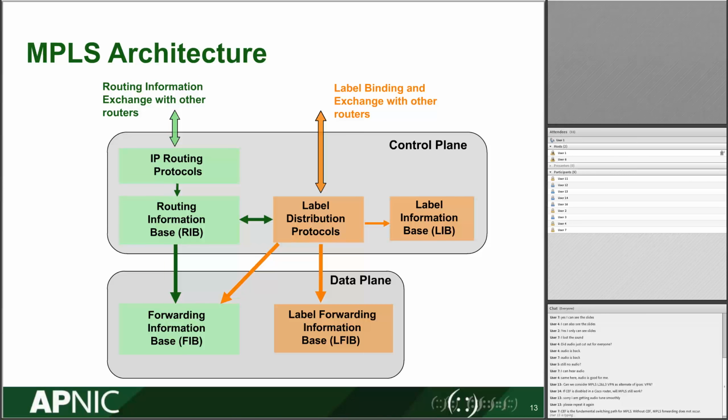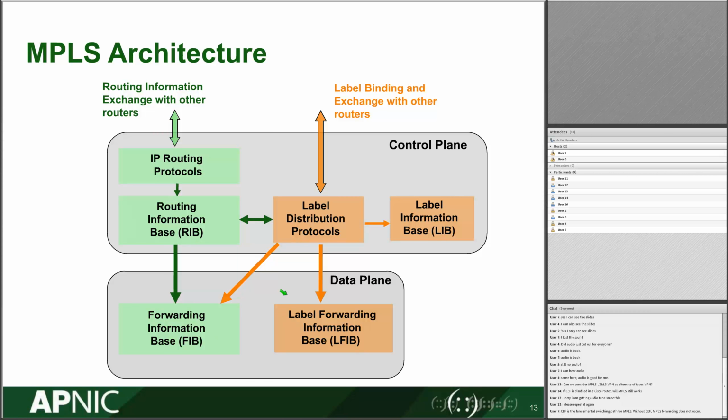So for the MPLS architecture, you see the control plane, and we have the IP routing paths and also the label paths. For labels, we have the label distribution protocols, and then the label information base. So what can we get? You will get the forwarding information base and the label forwarding information base, and you will check these two. And here I want to emphasize one thing.